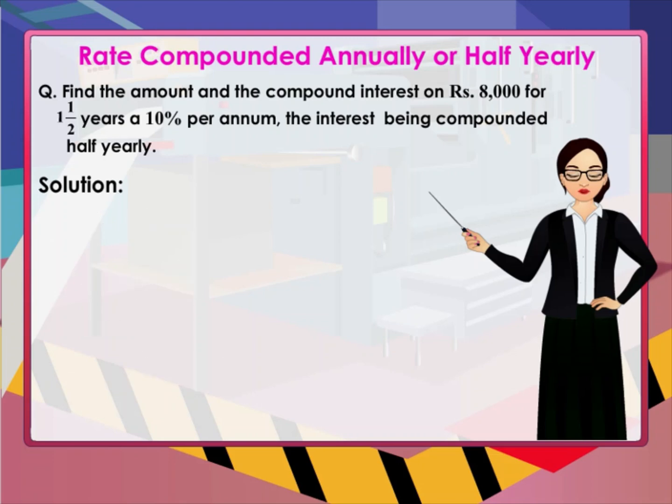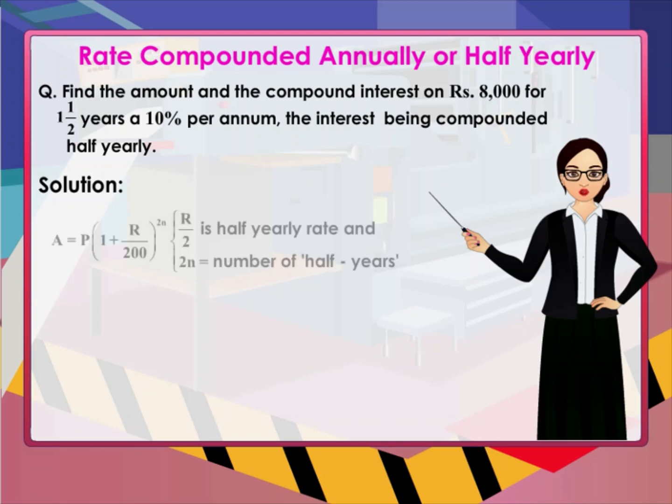Interest is generally calculated on a yearly basis. Sometimes it can be compounded more than once within a year. It can be compounded half-yearly, which means twice a year, or quarterly, which means 4 times a year. Amount when interest is compounded half-yearly, you can also use the formula A is equal to P into 1 plus R by 200, the whole power 2n, where R by 2 is half-yearly rate and 2n is equal to number of half years.